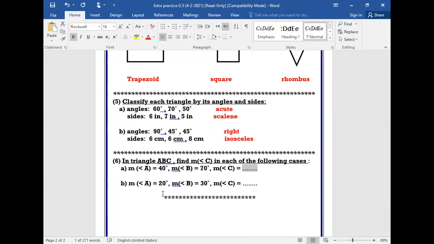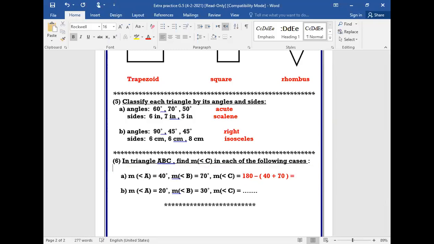We'll do 180 minus 40 plus 70. We add 40 plus 70 equals 110. Then we subtract 180 minus 110. It will be 70 degrees.